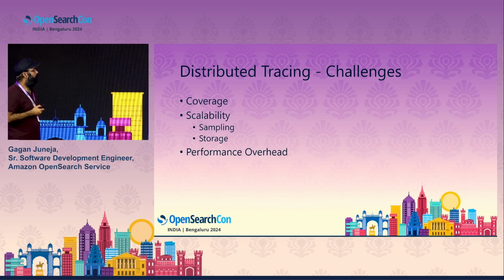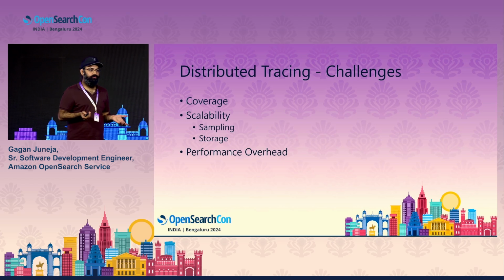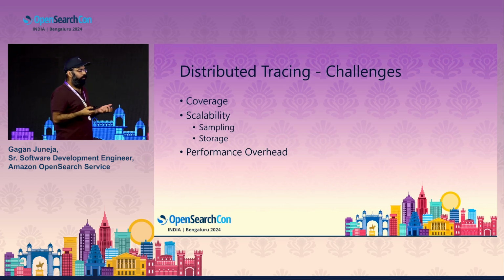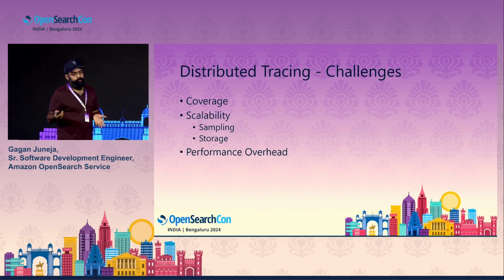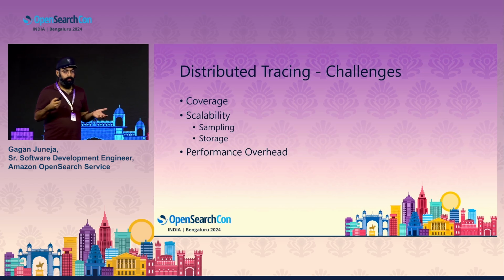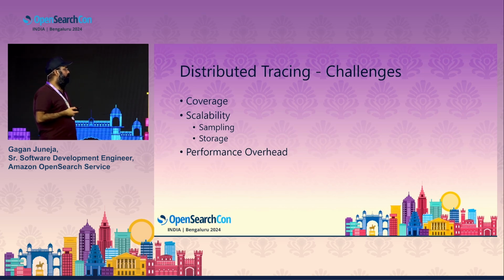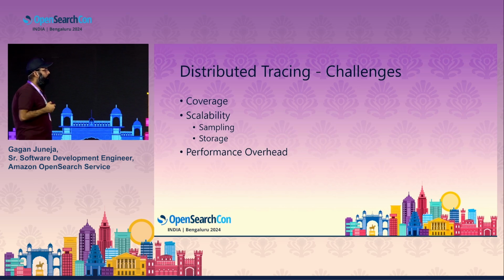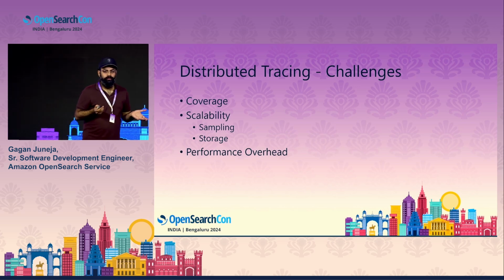So there are a couple of challenges. One is coverage. Adding instrumentation in the entire OpenSearch code base is a challenge. But we have added it to a lot of generic constructs like the network layer, the REST layer, to some extent the transport layer, as well as the searching and indexing paths. We are also doing it for batch operations like merge, so that we get the full view of the cluster.